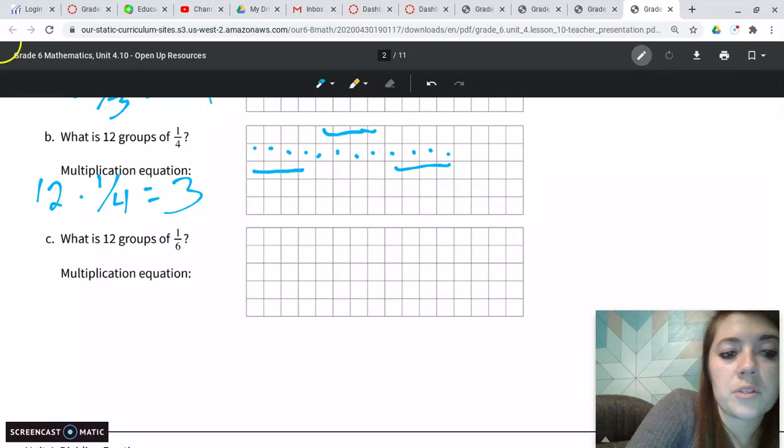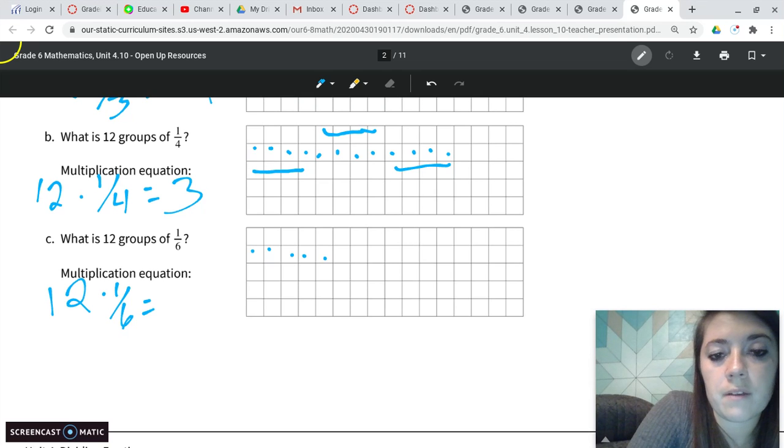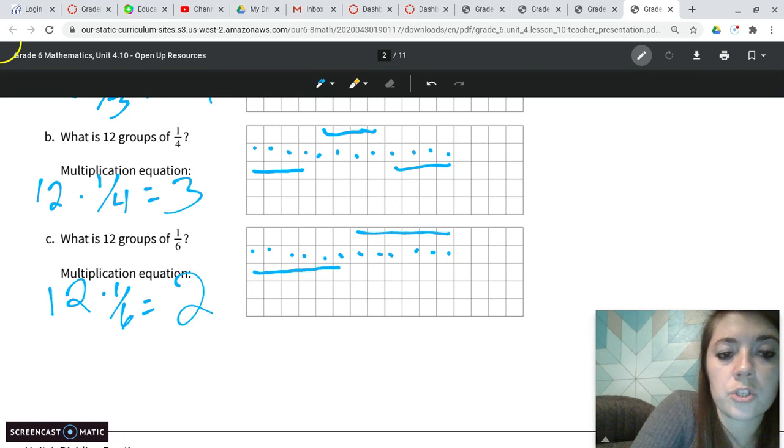And the last one, what's 12 groups of 1/6? So 12 times 1/6 equals, once again, each one's 1/6. 1, 2, 3, 4, 5, 6, 7, 8, 9, 10, 11, 12. 1, 2, 3, 4, 5, 6. And there's the other 6, so it's 2 groups.